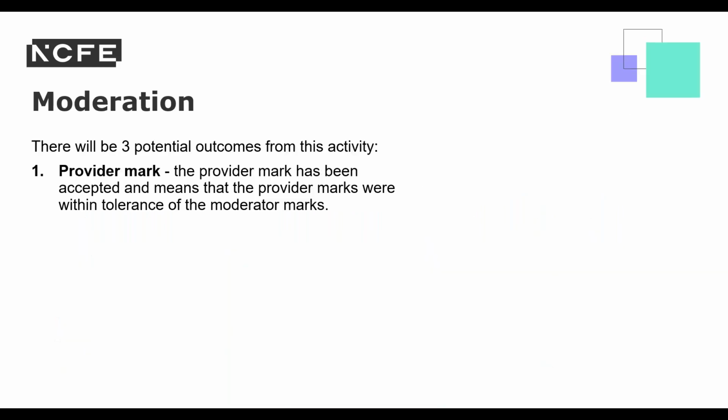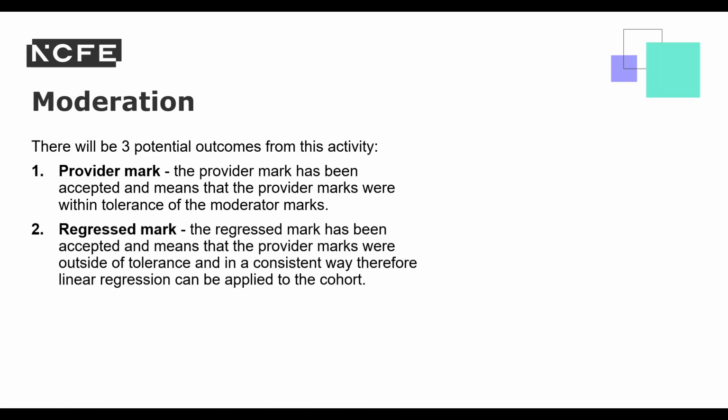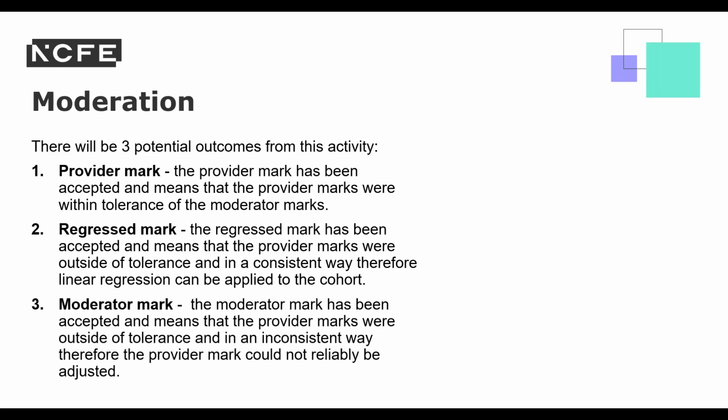During the moderation, the moderator will assess the sample. Following moderation, the moderation process and the outcome of your quality checks, one of the following 3 outcomes will be applied to your cohort. The first one is the provider mark, which will confirm the provider mark has been accepted. The regressed mark means that the regressed mark has been accepted. And thirdly, the moderator mark means that it's the moderator mark that has been accepted.